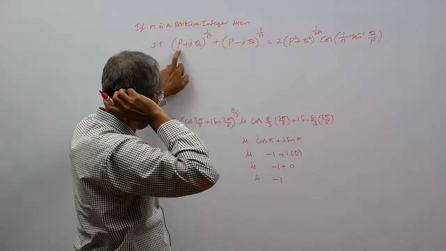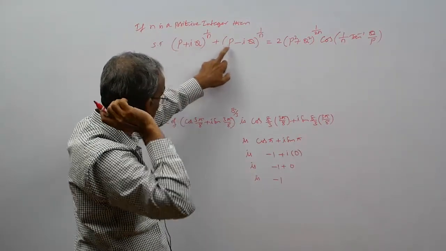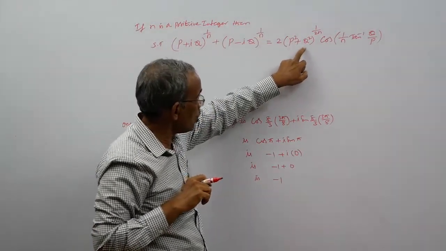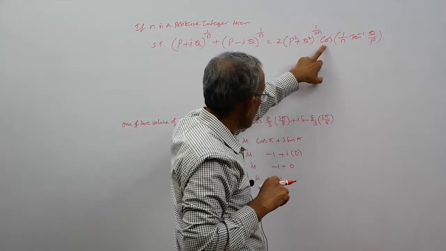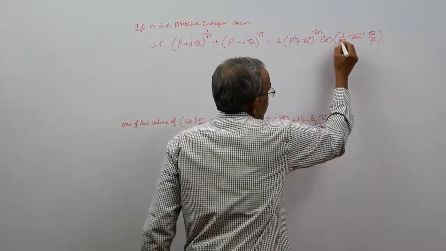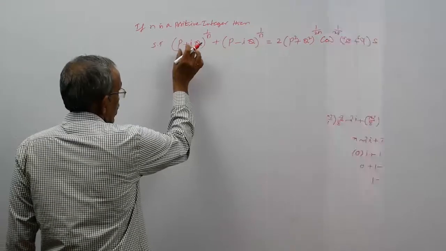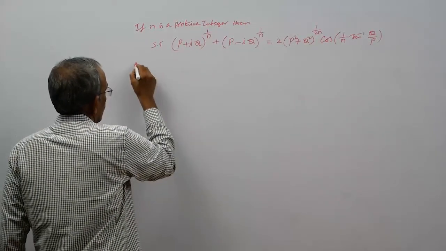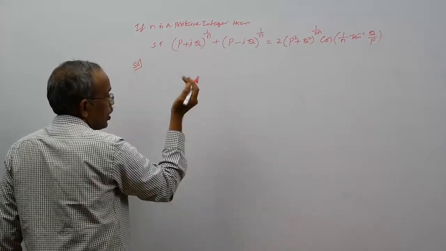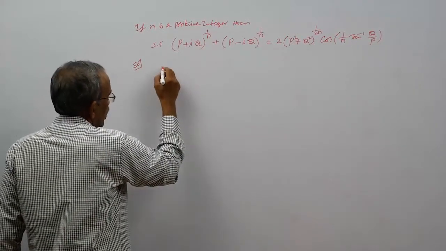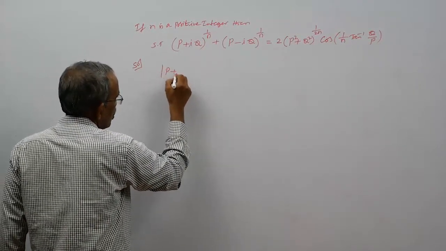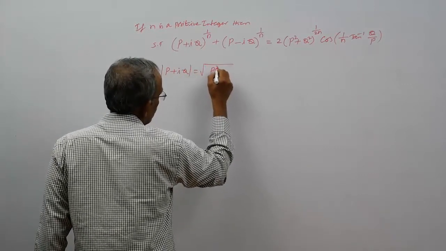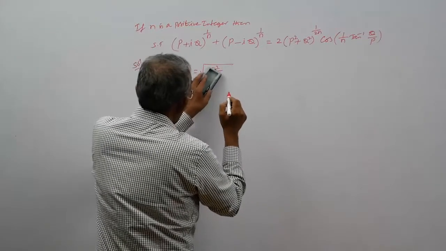We have to show that p plus iq whole to the power of 1/n and p minus iq whole to the power of 1/n equal to 2 into p square plus q square whole to the power of 1/2n into cos of 1/n tan inverse q by p. We convert this into modulus amplitude form, p plus iq. To convert p plus iq into modulus amplitude form, first we consider the modulus value. Modulus of p plus iq is equal to root of p square plus q square.